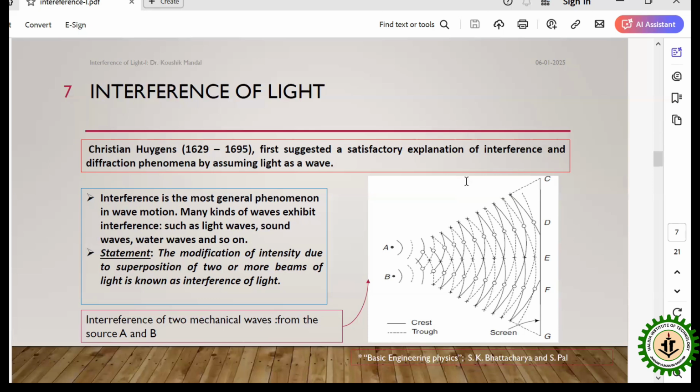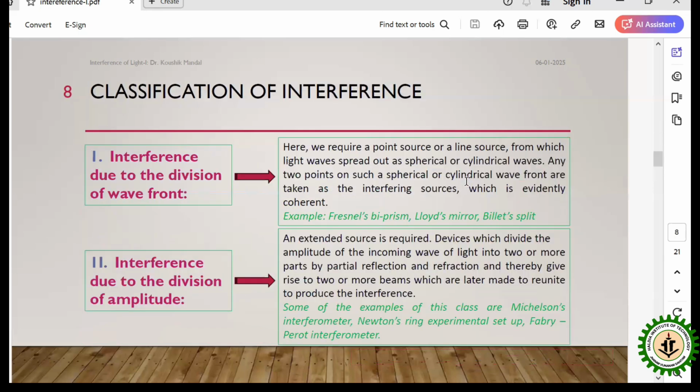We need to understand it more, and there is a classification. There are two types of interference. One is interference due to the division of wavefront, and another is interference due to the division of amplitude. Throughout this talk, I will talk about the interference of light due to the division of wavefront, and in the next lecture I will talk about the interference due to the division of amplitude.